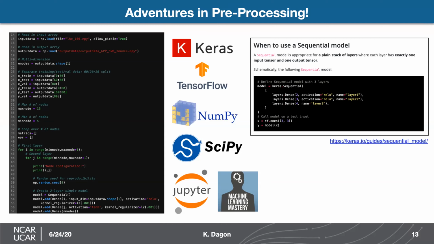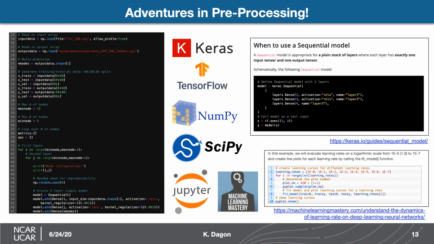So for example, I found the Keras documentation to be really helpful when I was testing out different architectures for the neural network, and also just Google searching for code examples. This is an example from Machine Learning Mastery, where they tested out different learning rates, which is a hyperparameter, and I'll talk more about that in a few slides. So I found those to be helpful examples.